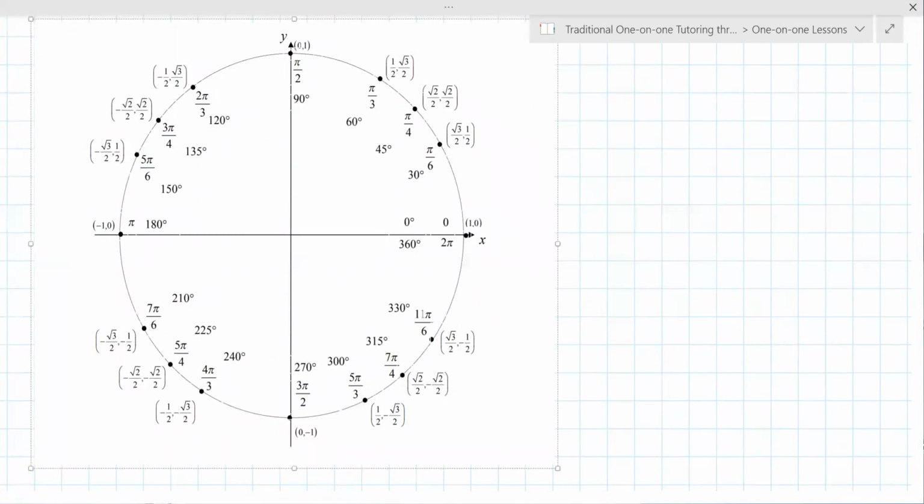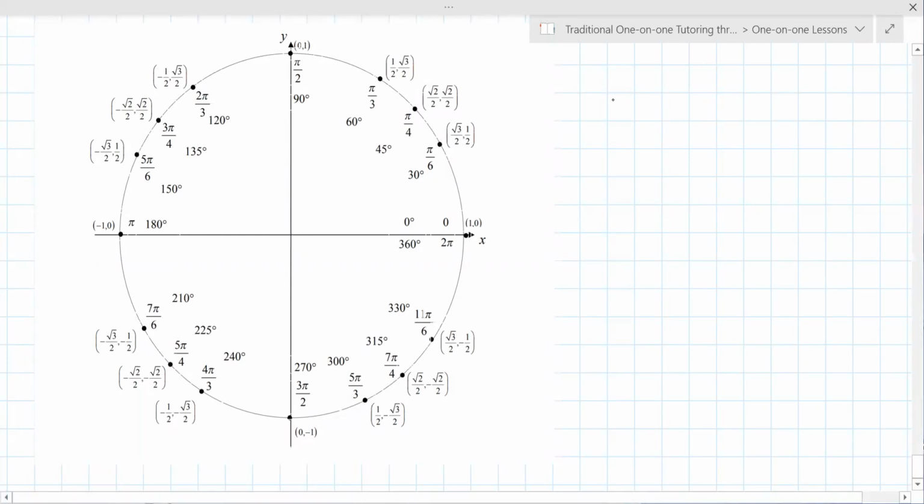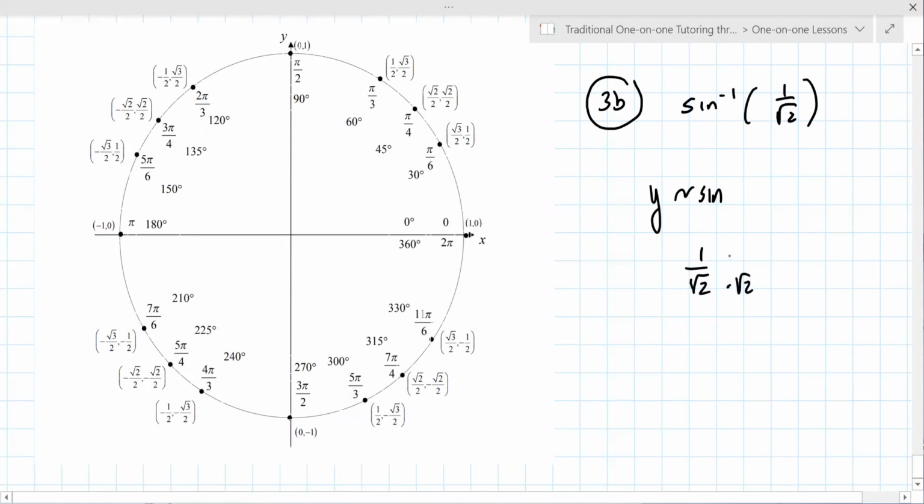Okay, let's look at another one here. Let me do 3B next, because it's another sine, so that'll make most sense here. Sine inverse 1 over square root of 2. It's the same question. For what angle is the sine of that angle 1 over square root of 2? Y is the sine value. And you're going to say, well, there's nowhere that it's that. You're going to look at all the y values and realize, oh, there is none. Because 1 over the square root of 2, you have to rationalize. You have to put square root of 2, square root of 2. So it's square root of 2 over 2.